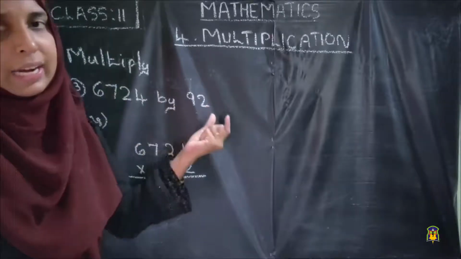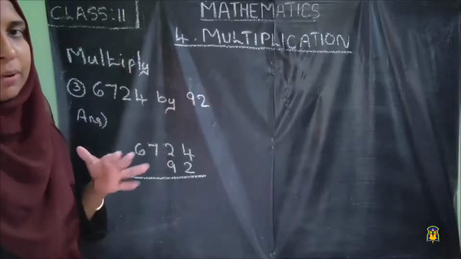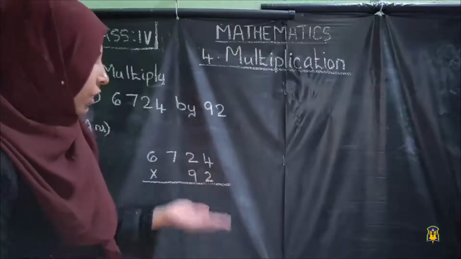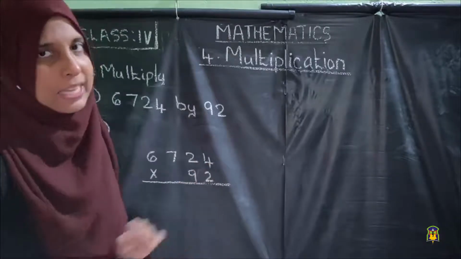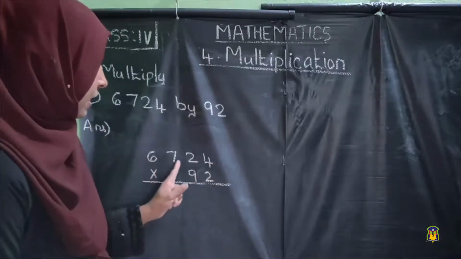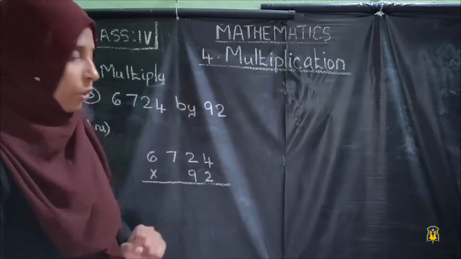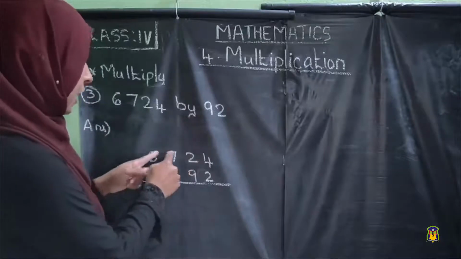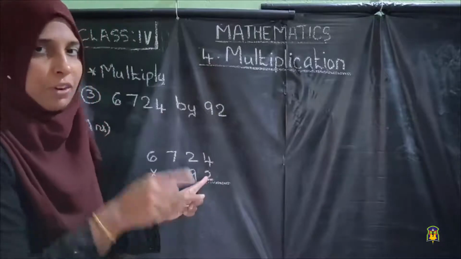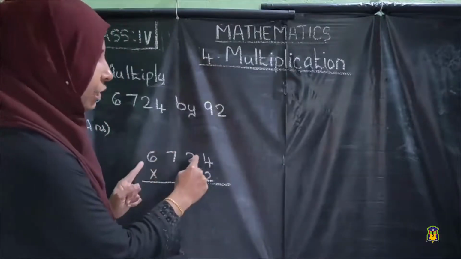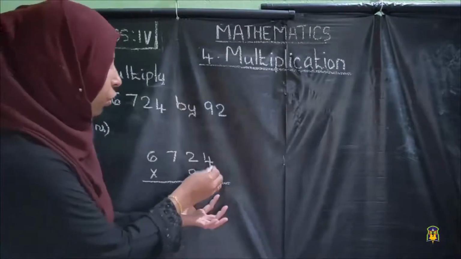Next children, we are going to do the third question. 6,724 by 92. It is a 4-digit number by a 2-digit number. So first we want to write the numbers one below the other according to their places. 6,724 into 92. So first we are going to multiply 6,724 into 2. After that, we want to multiply 6,724 into 9.